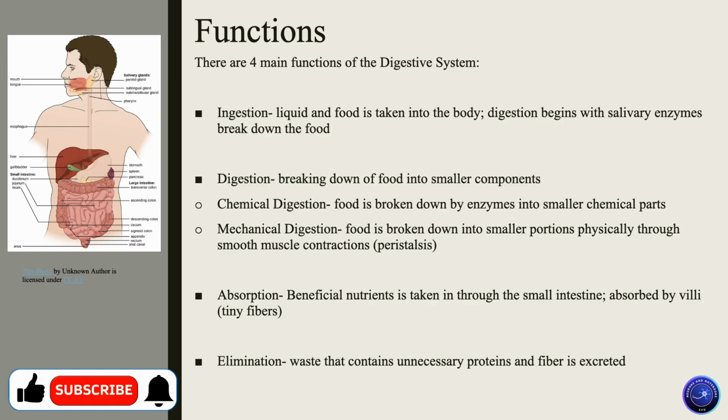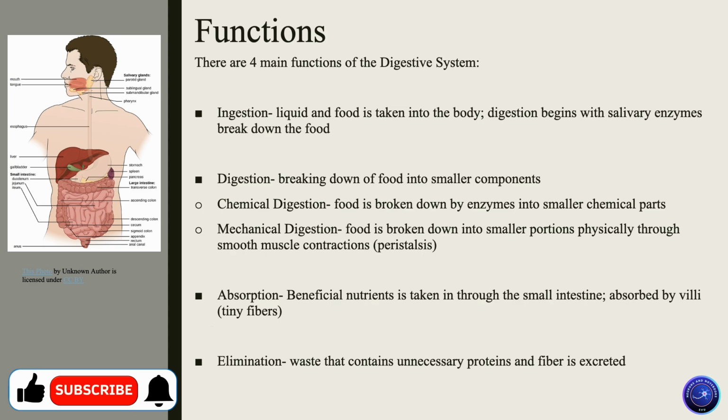The digestive system has four main functions: ingestion, digestion, absorption, and elimination. The first step is ingestion. This is when liquid and food is taken into the body through the mouth. And this is where digestion begins, when the salivary enzymes break down the food. So it's always important to remember that digestion does not begin in the stomach. It begins in the mouth.